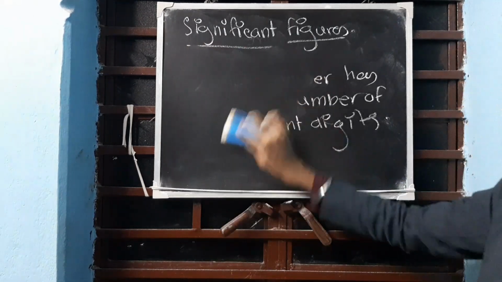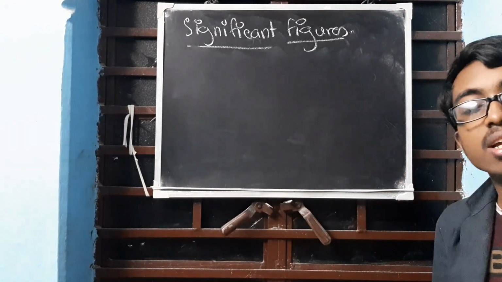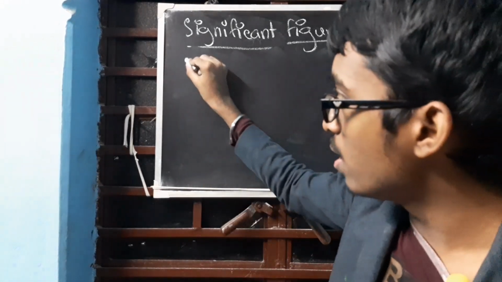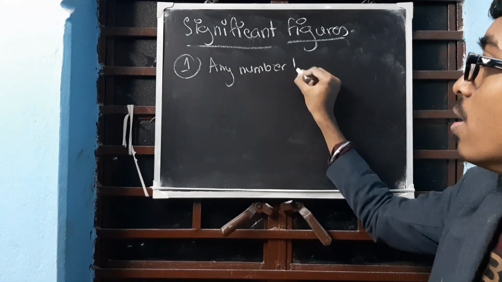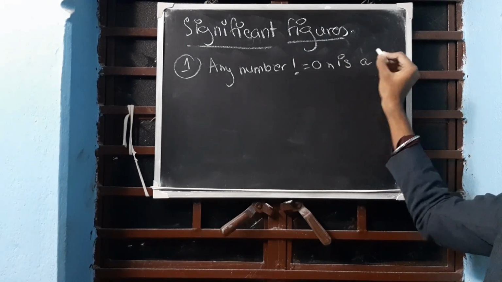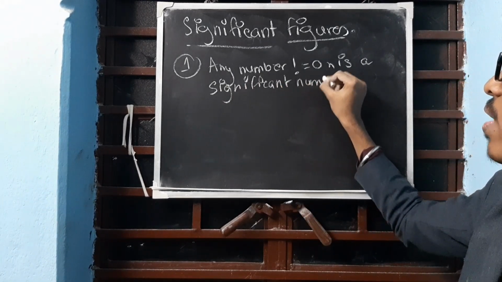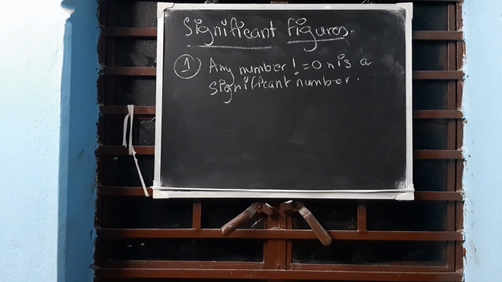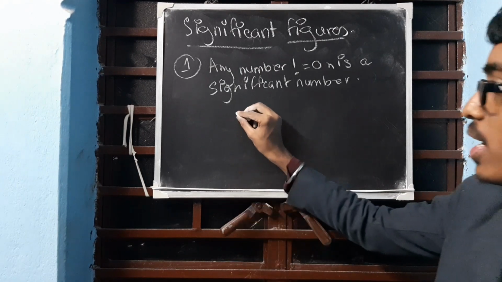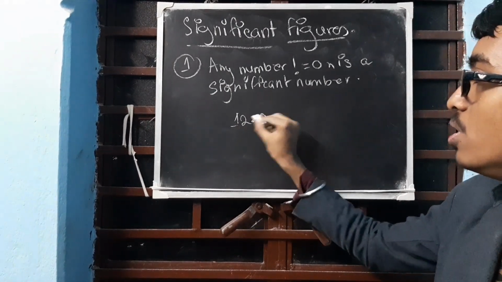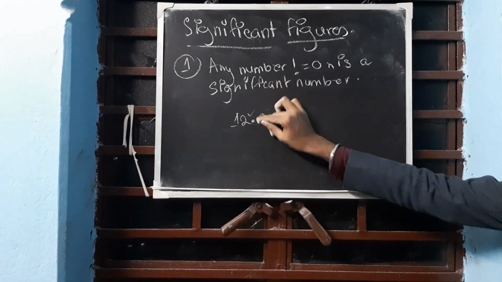Now we are moving on to the rules for significant figures. The rules for determining the number of significant figures. Rule number 1: any number which is not equal to 0 is a significant number. Okay, this is the sign of not equal to. Clear? Any non-zero number is a significant number. So if I write 2.0, how many significant numbers? 2. Now it is 2 because the last digit is the uncertain one. Clear?